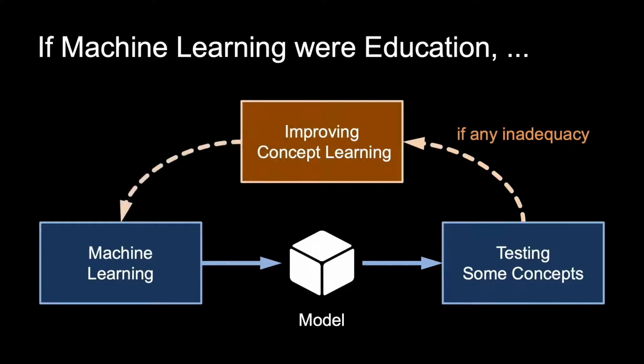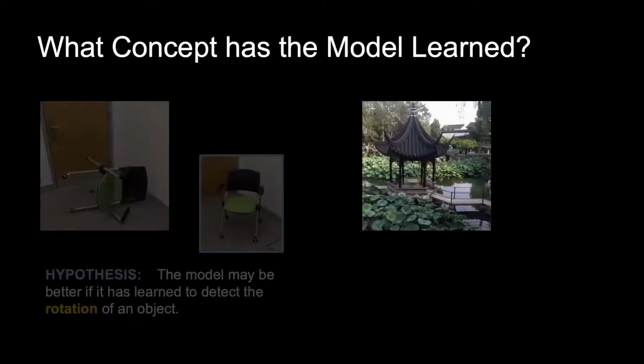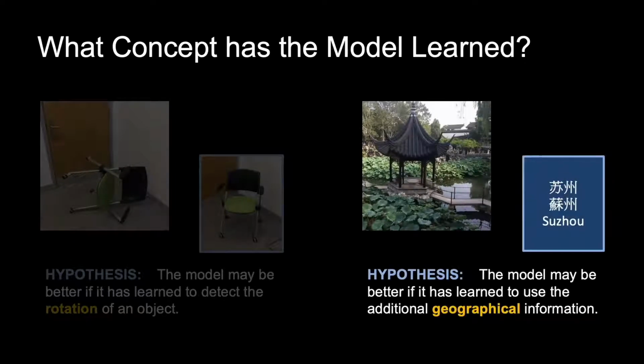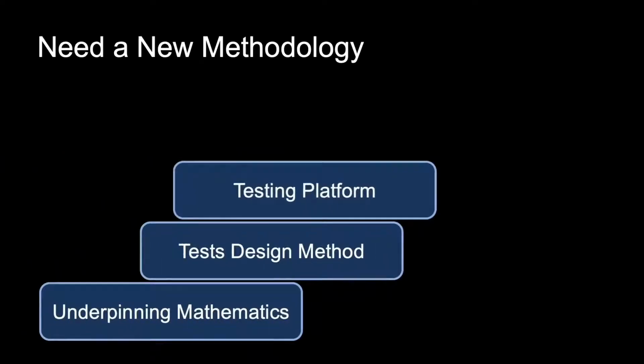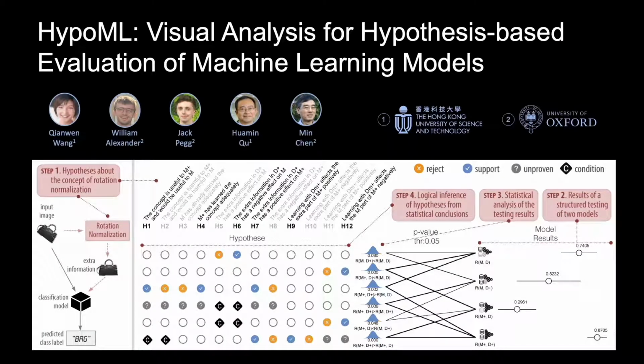has learned? Has it learned the concept of object rotation? Does additional text help with object recognition? We need a methodology and platform for conducting such tests. In this paper, we present a novel visual analytics tool that enables hypothesis-based evaluation of machine learned models.